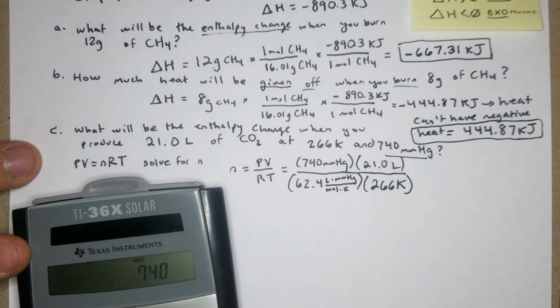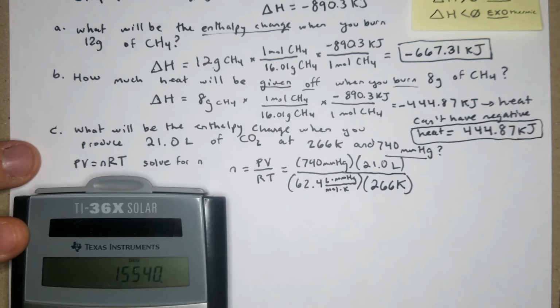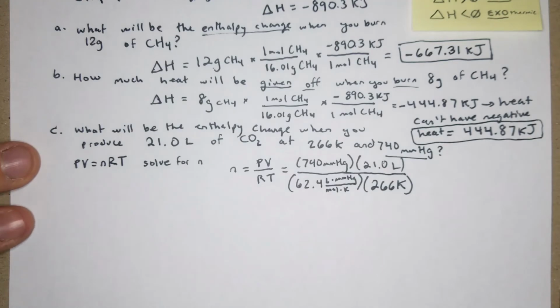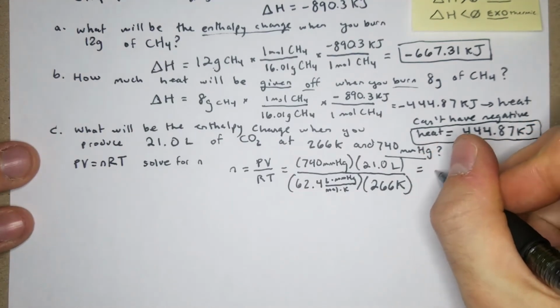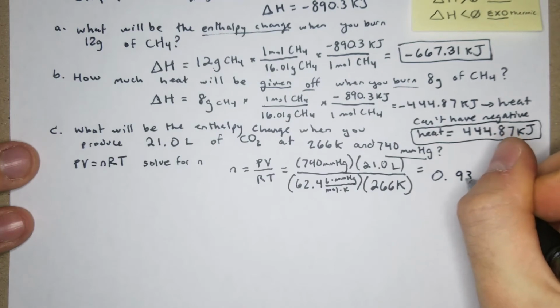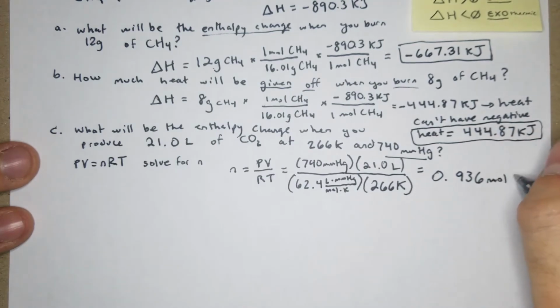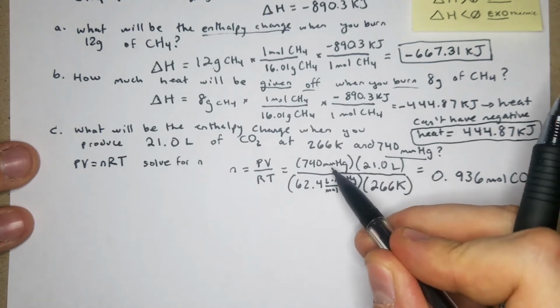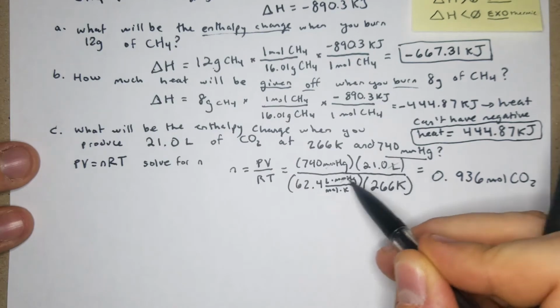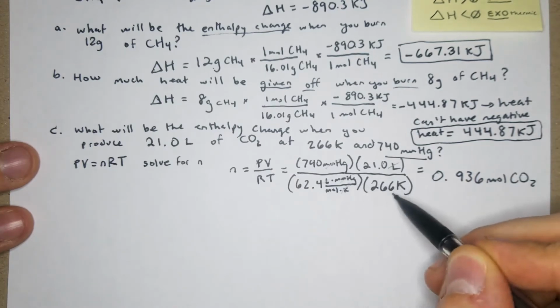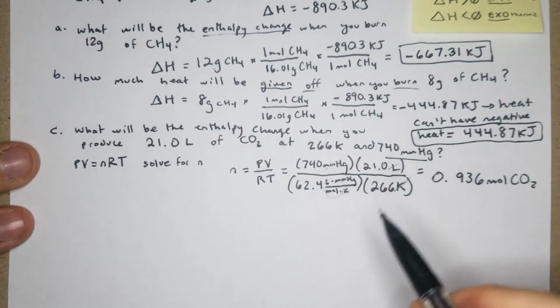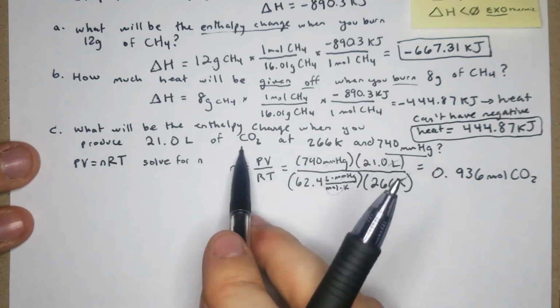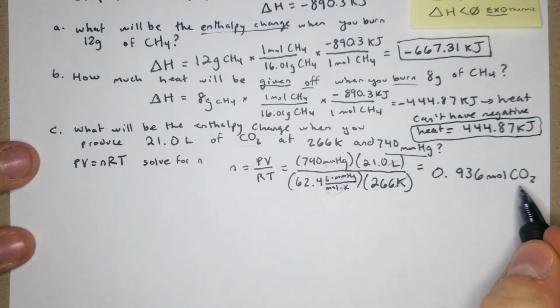Let's see here, 740 times 21 divided by 62.4 divided by 266 equals. That's just the way I like to do it. I find I make fewer mistakes that way. 0.936 moles of CO2. Why do we have moles? Well, let's cancel. We have the mmHg right here, mmHg. We have liters up top, liters right here. Then we have Kelvin on the bottom, Kelvin on the top, left with moles. And what are we looking for? Moles of carbon dioxide, so CO2.